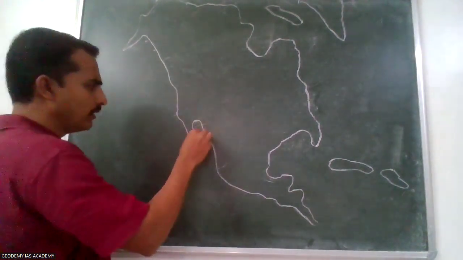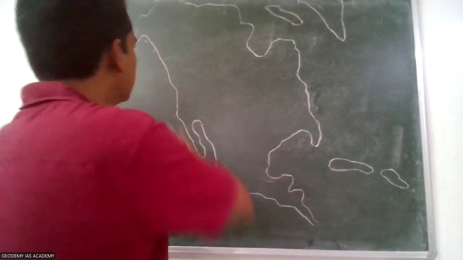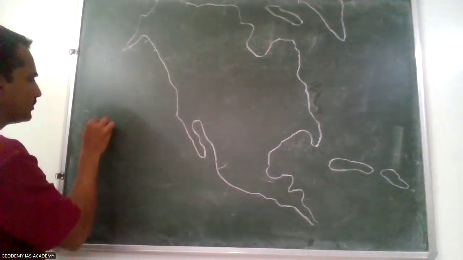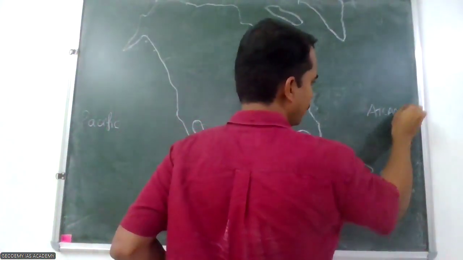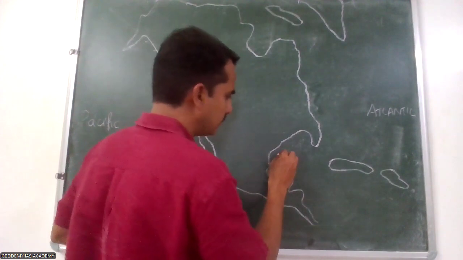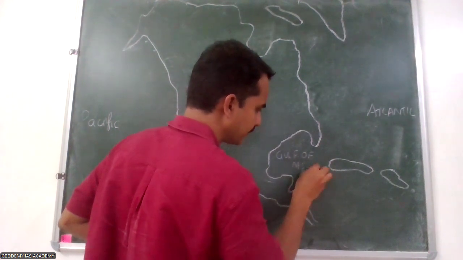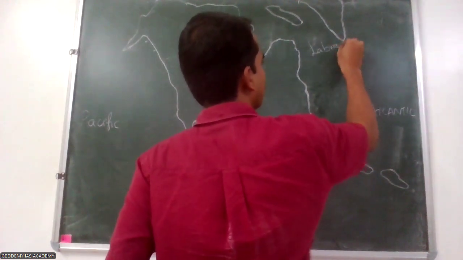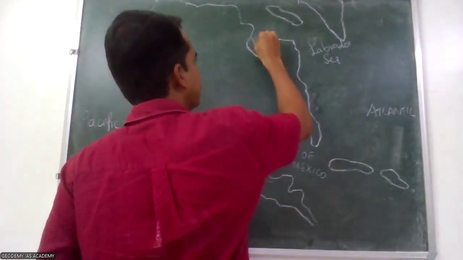Now, in the last session also, I said that while studying a map, first you should study the surrounding regions of a continent. Here in North America, we know that it is the Pacific Ocean here, and the Atlantic Ocean here. And the marginal seas, gulfs and bays, then you have to see. Here, Gulf of Mexico, right? And here Labrador Sea. And here it is Hudson Bay.